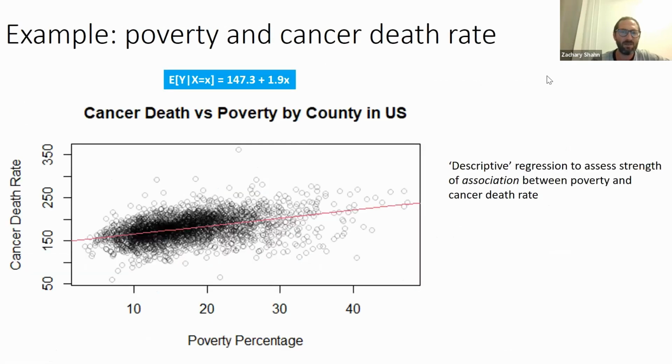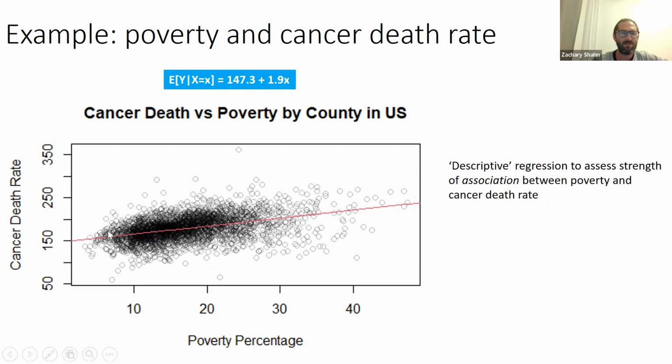Here's one example that we did where we had cancer death rate as the outcome and poverty, percentage of people in poverty, as the predictor variable. And each dot is a county. So each unit is a county.